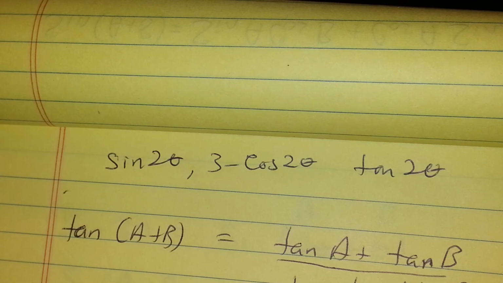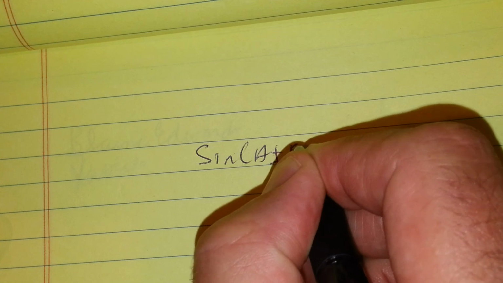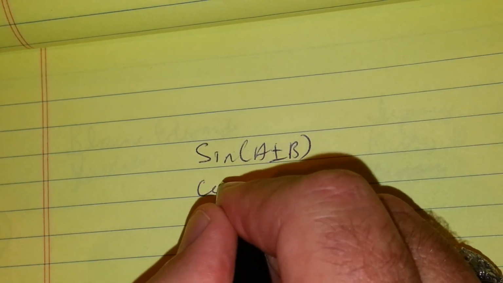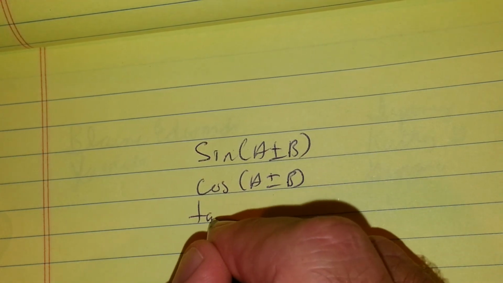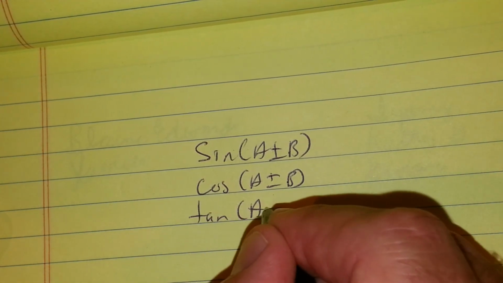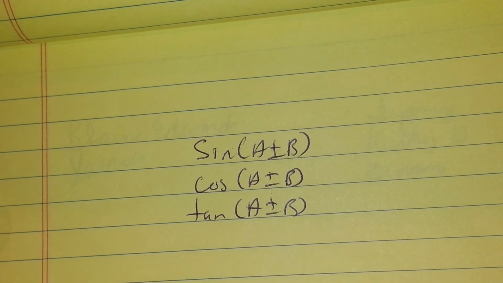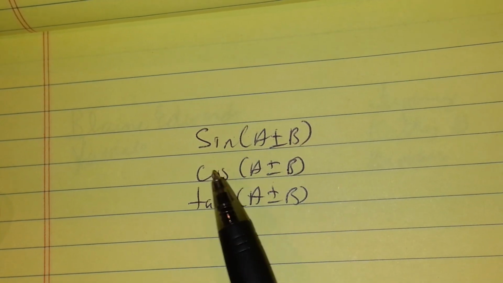Remember, tomorrow, be responsible for what? Sine of A plus or minus B, cosine of A plus or minus B, and tan of A plus or minus B. So the sum and difference formulas for sine, cosine, tangent.